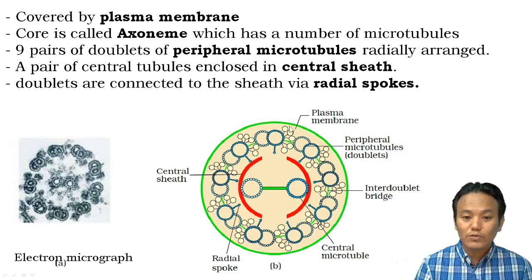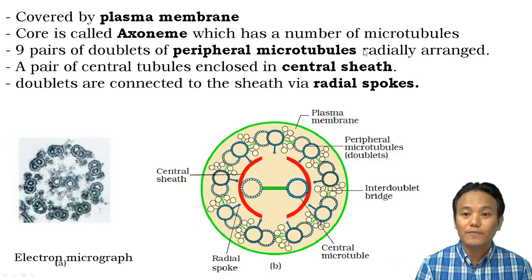They have got 9 pairs of doublets. This is one doublet. So this is one doublet. If you count, it has got 9 doublets, and they are called peripheral microtubules. They are arranged radially. Radial arrangement.